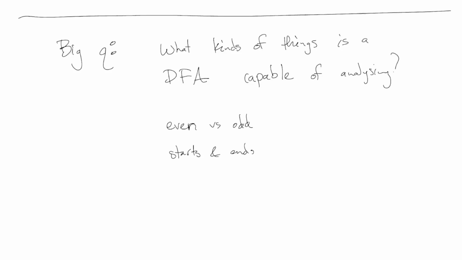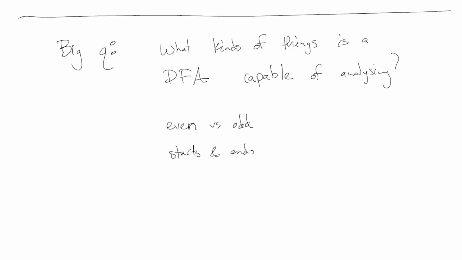Although DFAs are so simple that I think it would be unreasonable to think a DFA could just analyze anything you wanted, right? Because a DFA is very, very primitive in terms of the kinds of operations that it can do. All it can do is read one letter at a time and just go this way or that way, right?